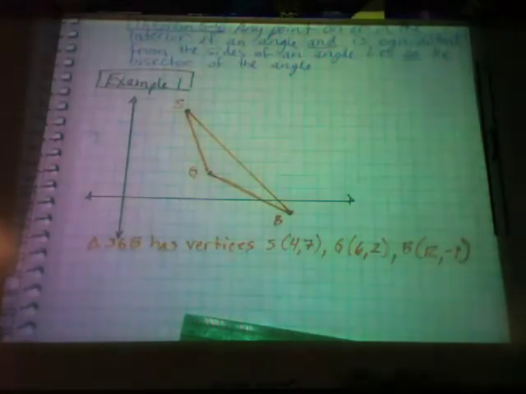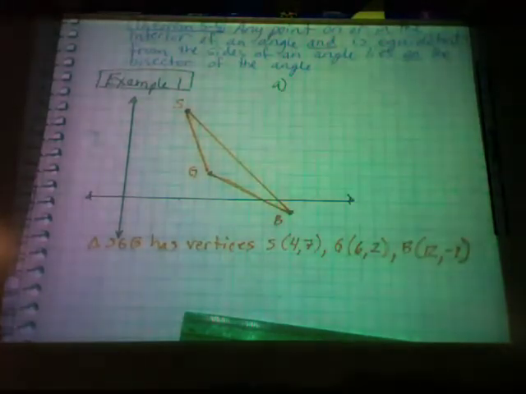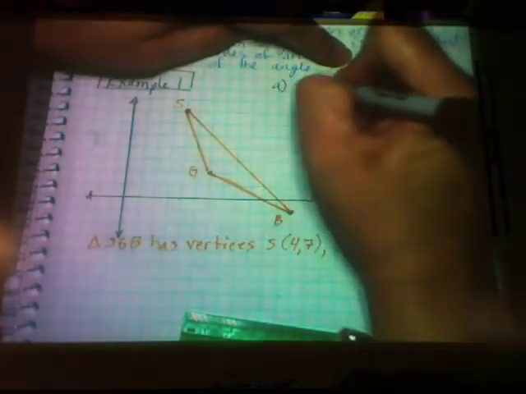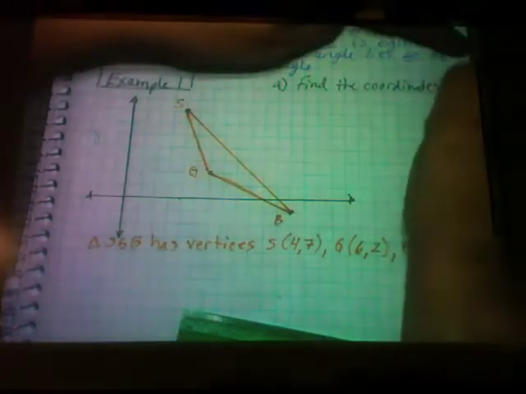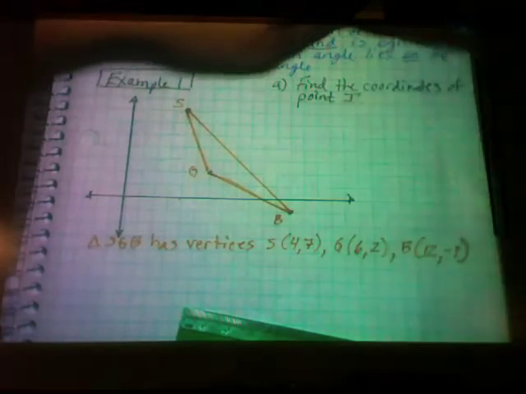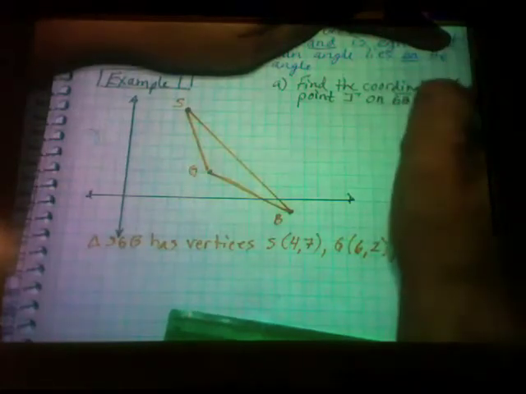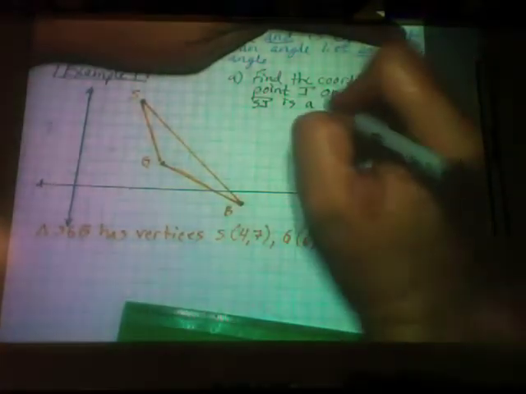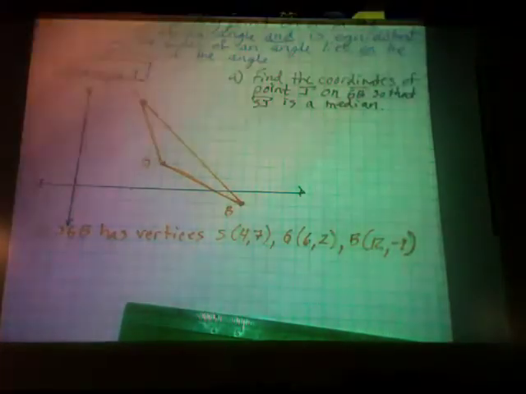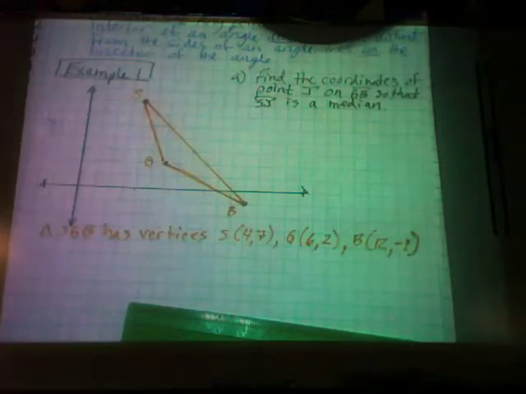All right, so here's the first question. I'm going to put question A up here over to the upper right, because both questions take some room. Question A is asking you to find the coordinates of point J on segment GB, so that segment SJ is a median of the triangle. We'll talk about what that means in a minute, but that's going to be your question.